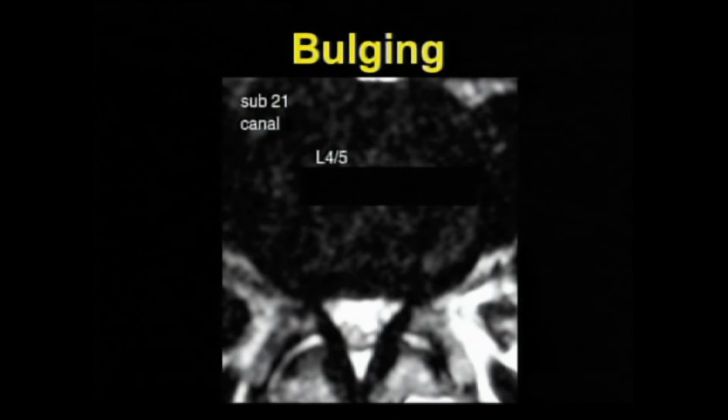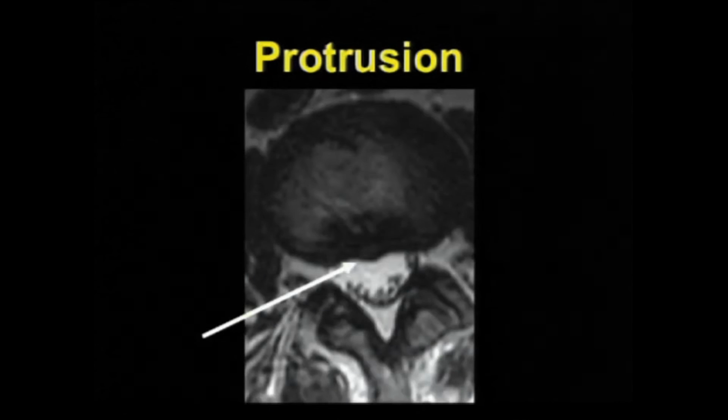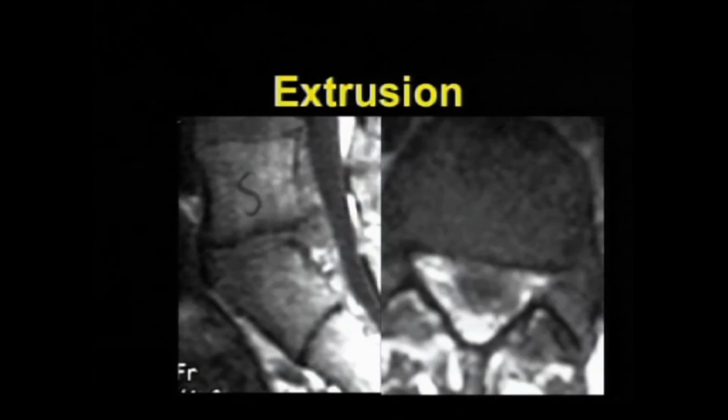Bulge, again, a diffuse abnormality of the disc. Small central protrusion, which you can see is associated with an annular fissure. Again, this is a T2 weighted image, and the annular fissure is this linear lucency. There you can see the annular fissure and the small focal protrusion. Here is another example of a small central focal protrusion.